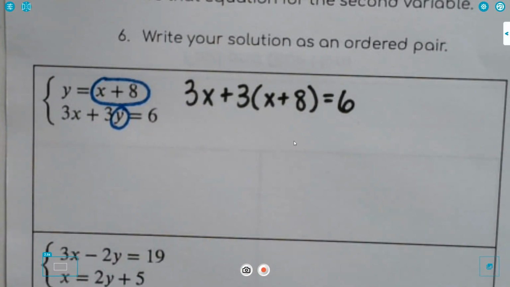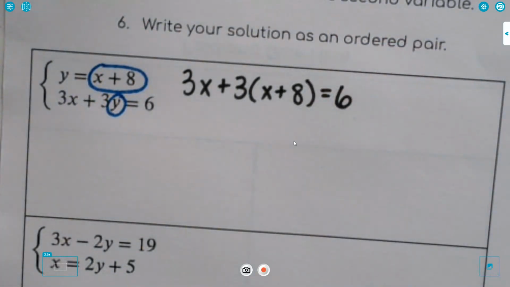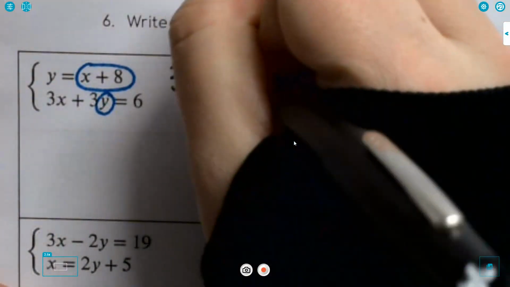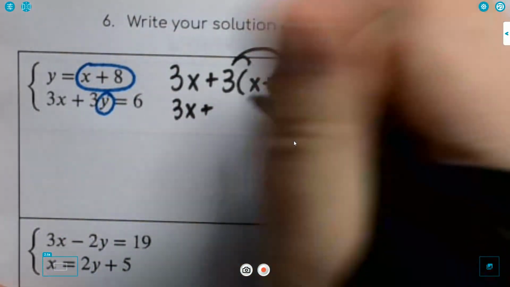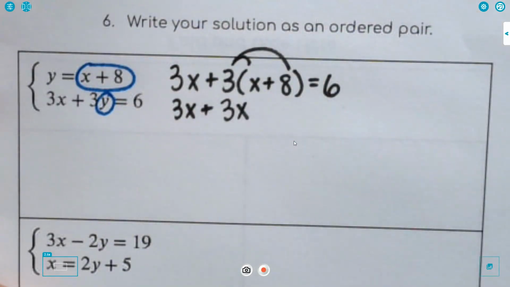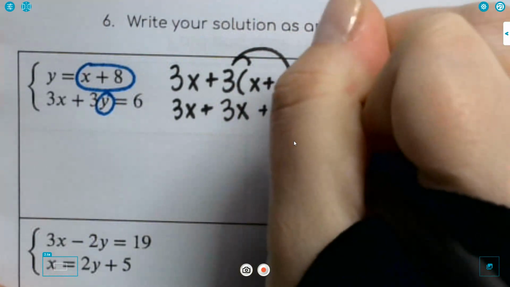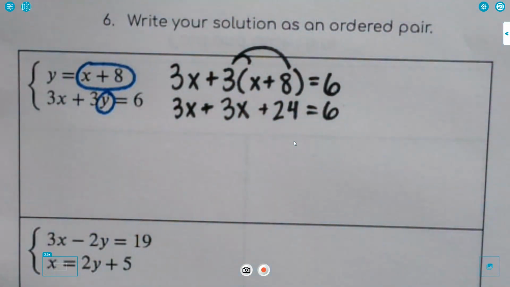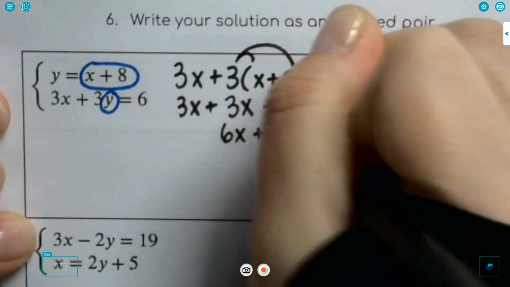Okay, now, this was your quick, right? 3x plus 3 times x plus 8. We need to distribute, combine like terms, and solve for x. So we're going to distribute this 3. So we still have 3x here. 3 times x is 3x. 3 times 8 is 24. That is equal to 6. So that was distributing. Now we can combine like terms. 3x plus 3x equals 6x. Plus 24 equals 6.